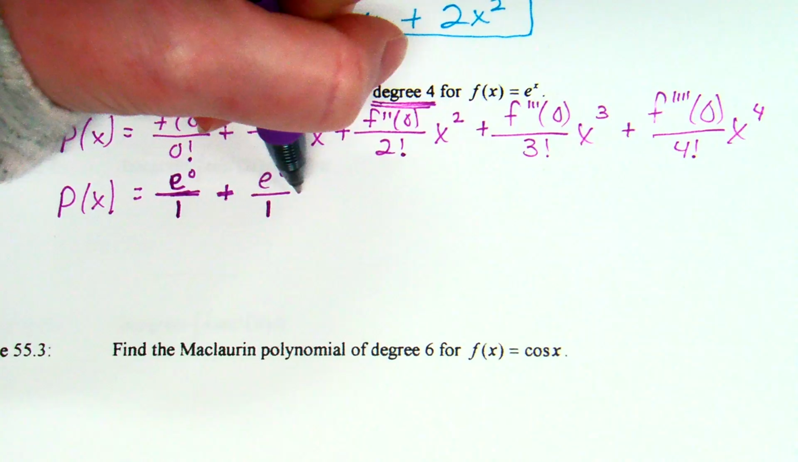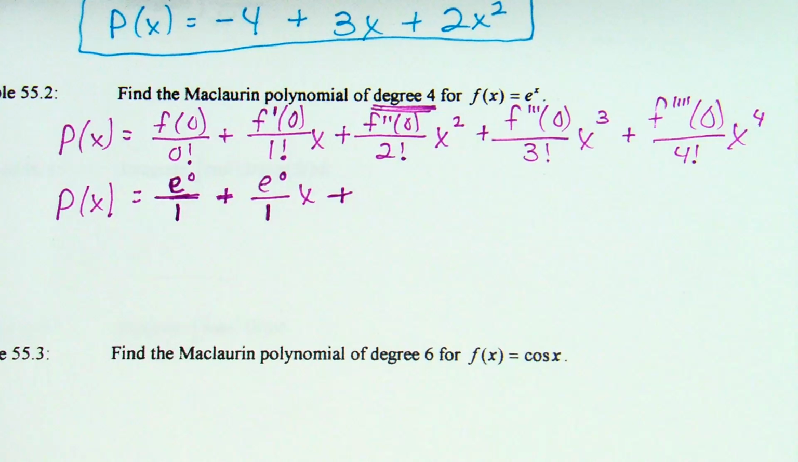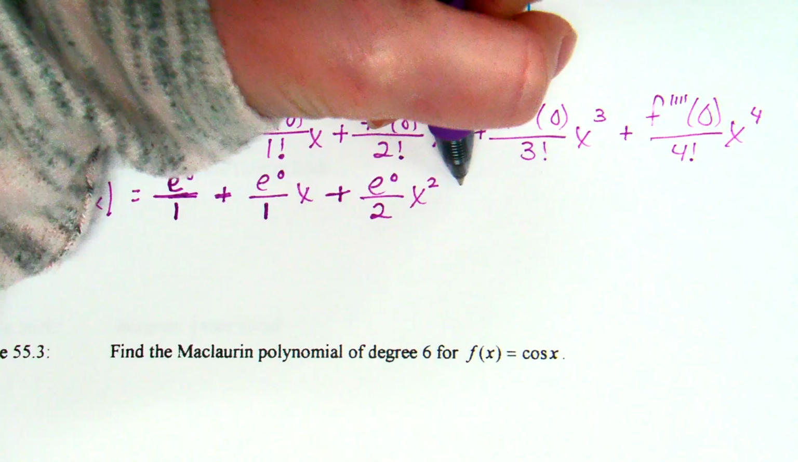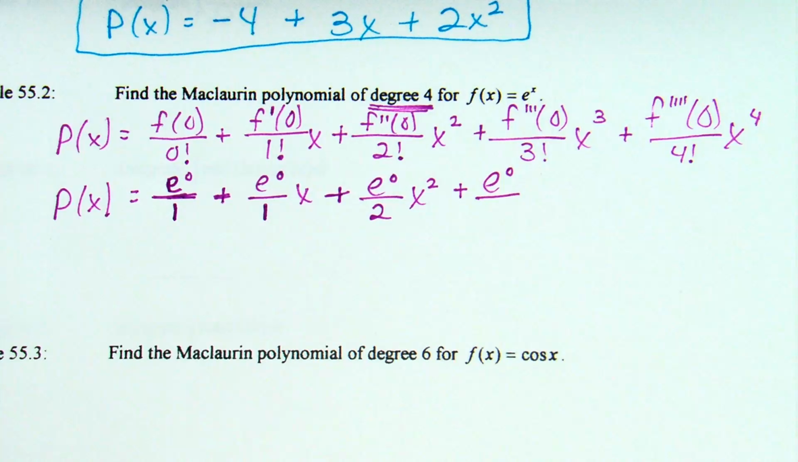Second derivative. What's the second derivative? What's the derivative of e to the x? E to the x. So when you plug in 0, it's going to be e to the 0. 2 factorial? 2, because 2 times 1 is 2. Plus, what's the third derivative? E to the x. You plug 0 in, it's e to the 0. What about 3 factorial? 3 times 2 times 1, so 6.